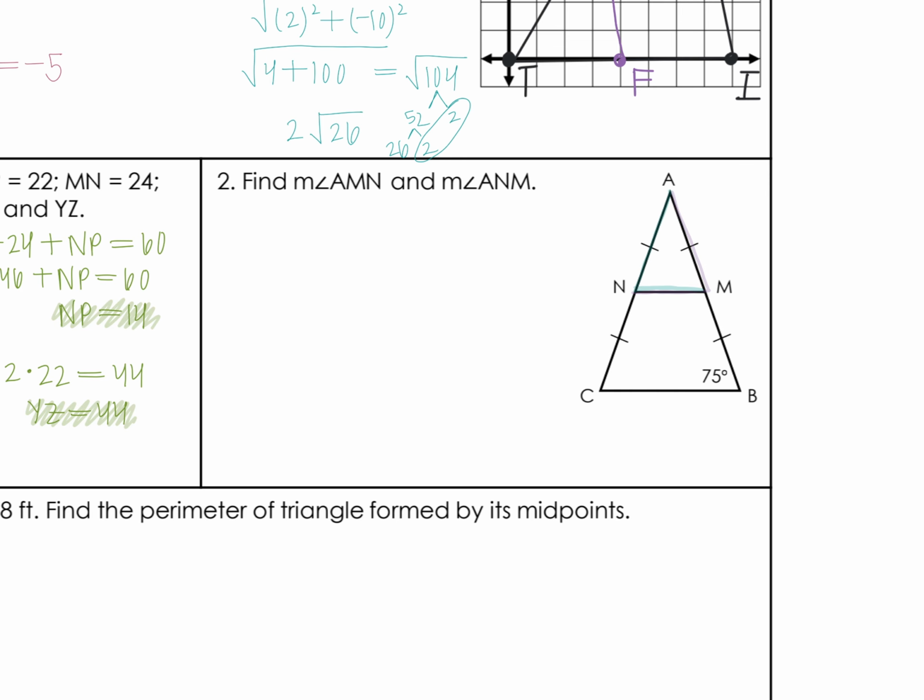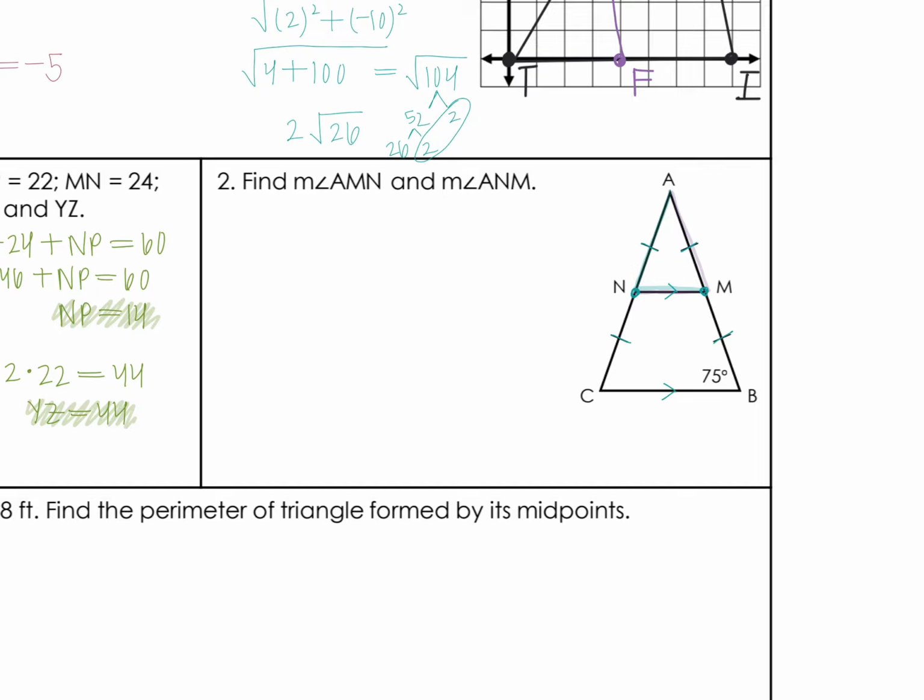Okay, so we're trying to find these two angles here. Well, right off the bat, I notice that since these two segments on either side of these points M and N are congruent, we know that it's a mid-segment and it's going to be parallel to this side CB.